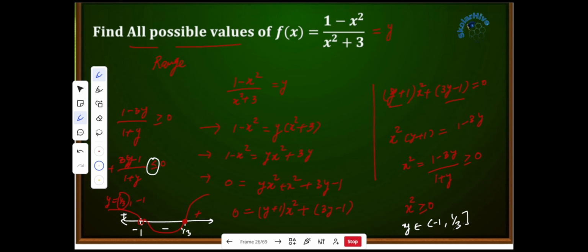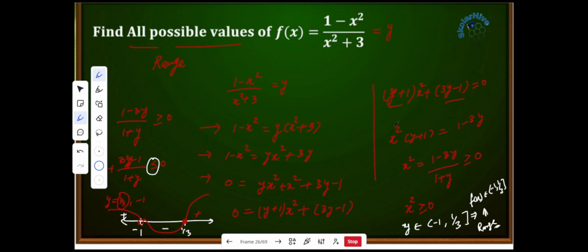Now one thing we need to keep in mind: this is the value of y which we assumed for f(x), which means these are all the possible values of f(x). So the possible values of f(x) are nothing but minus 1 to 1 upon 3. Or you can say that this is the range of the function f(x).